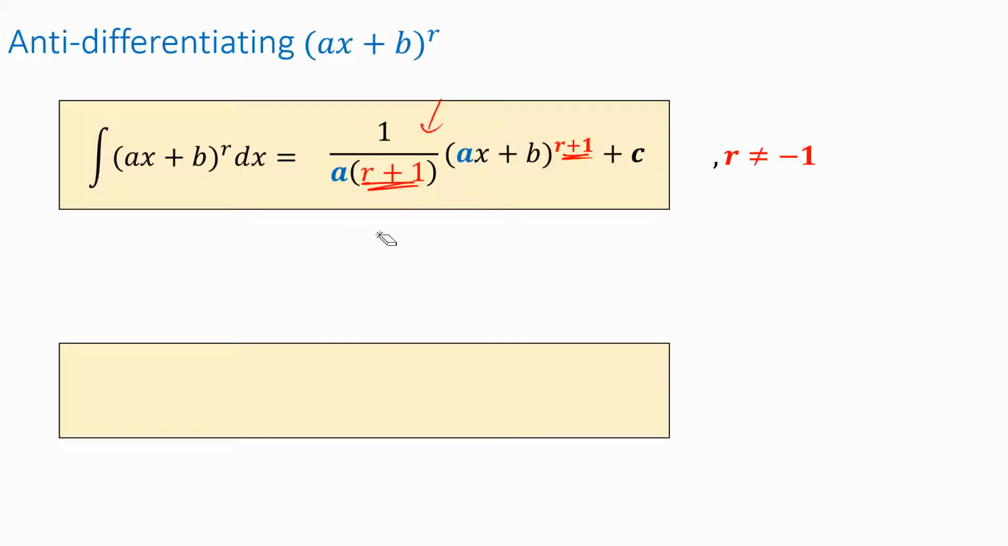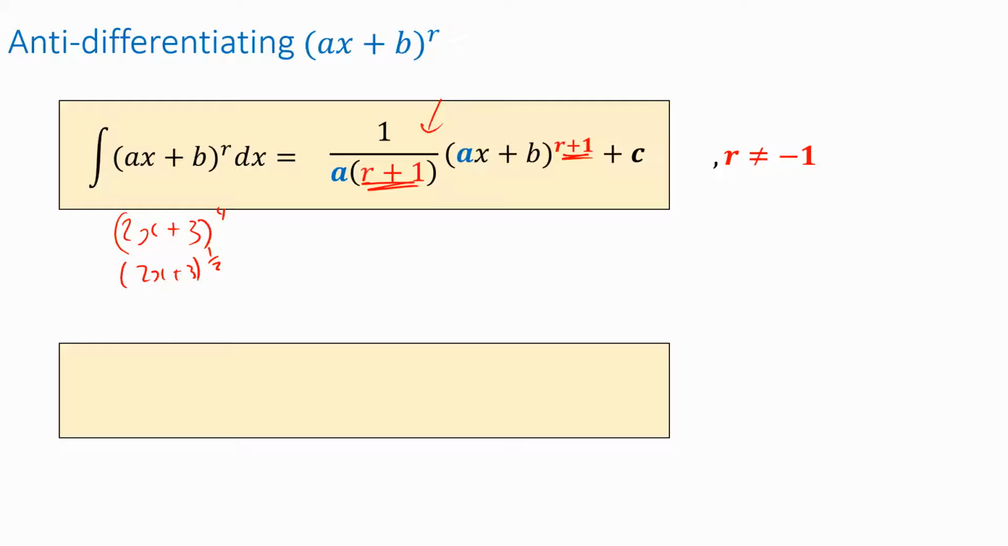So therefore, if you have anything that is not -1, it could be 2x plus 3 to the power of 4. It could be 2x plus 3 to the power of half. Okay, they all follow the same formula, and you would use that.